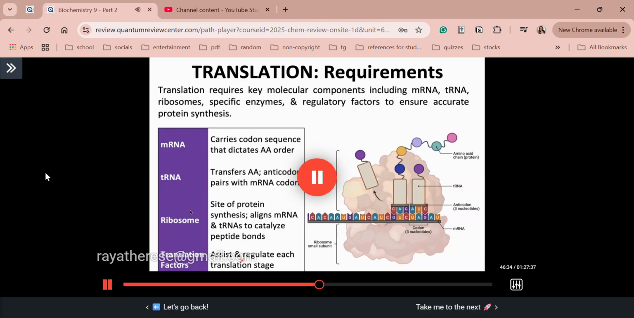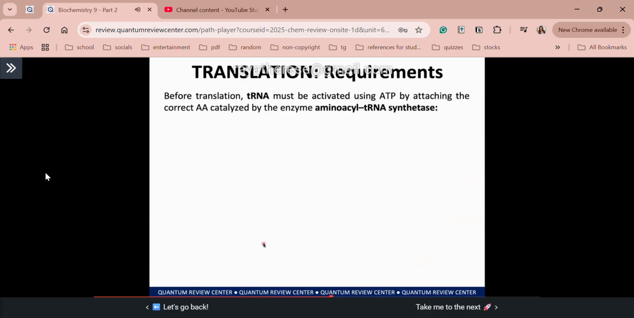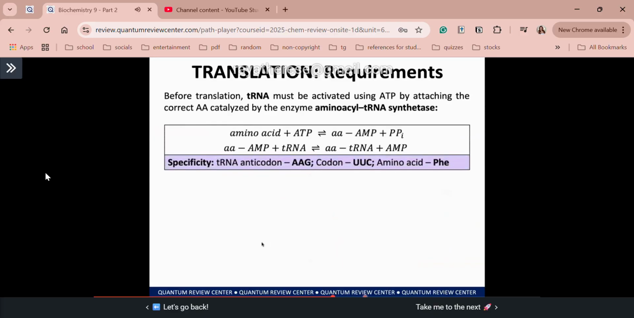Okay, so let's proceed with the specifics of your requirements here in translation, starting with the activation of your tRNA molecule. Again, class, the tRNA, we need to charge it with your specific amino acid. So here is the reaction or the chemical equation. So again, class, your preparatory step before translation is that the tRNA must be activated using energy by attaching or charging it with the correct amino acid. Here, always remember your enzyme that will catalyze this charging activation reaction. The amino acyl tRNA synthetase. Here is your specific reaction.